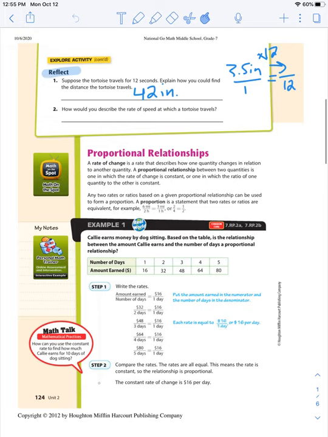All right, so how would you describe the rate of speed at which a tortoise travels? Well, he travels 3.5 inches per second. That unit rate is also his rate of speed.